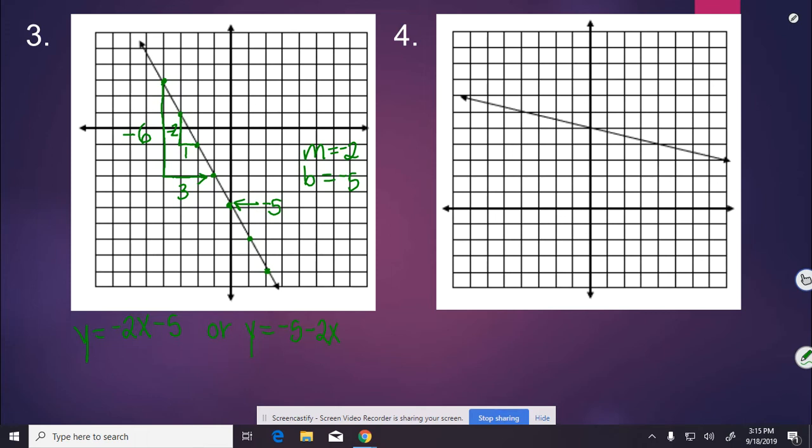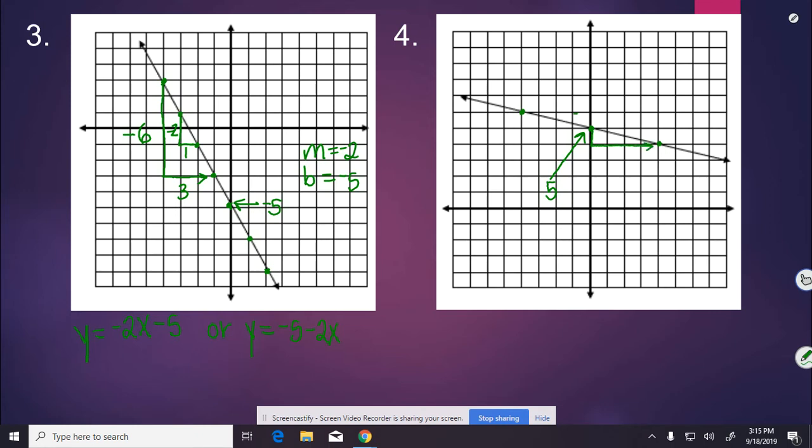Again, start by looking for points that seem to cross. So this point here, and this point here. We see that the y-intercept is this point right there, and that's up at +5. Again, this is going downhill from left to right. So we take those 2 points, down 1 and over to the right.